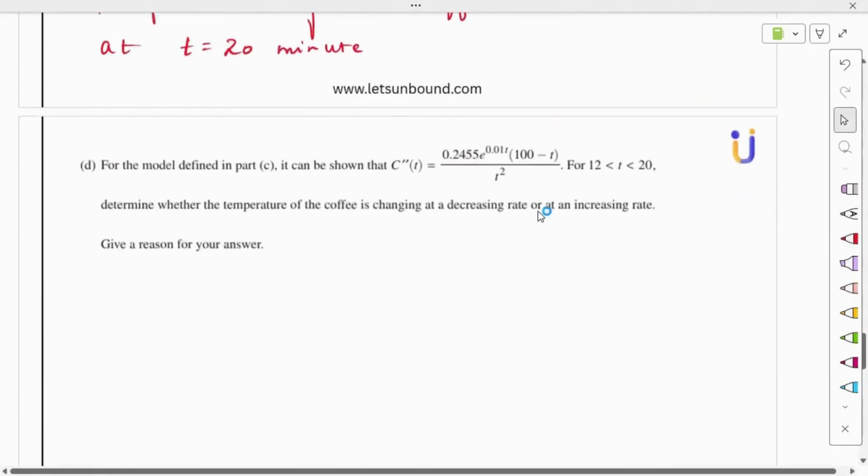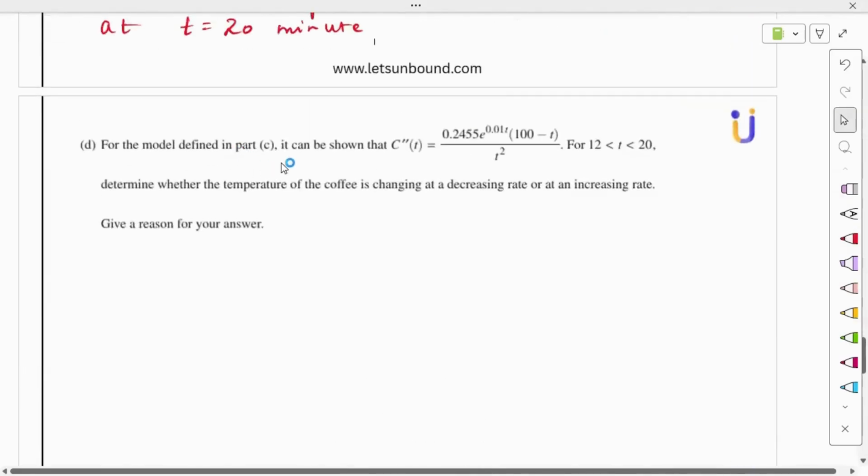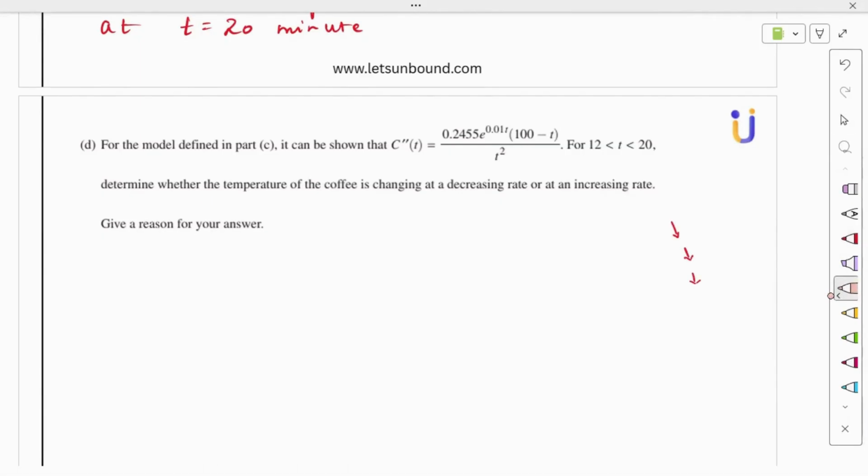Right? Simple. Last part. For the model defined in part C, it can be shown that C''(t) is this. For 12 to 20, determine whether the temperature of the coffee is changing at a decreasing rate or at an increasing rate. So we understand the coffee is decreasing. The question is how fast it is decreasing, very fast or very slowly. That is what we're going to do: how the rate is changing.